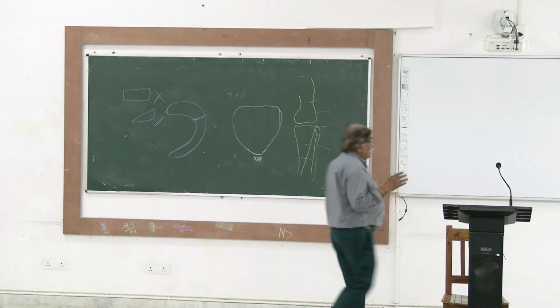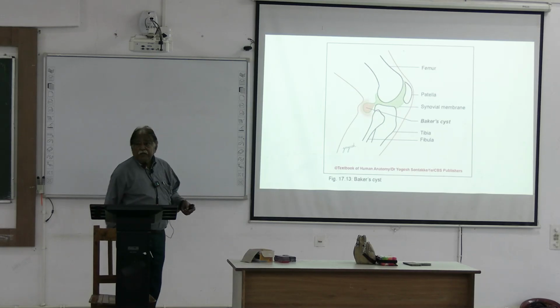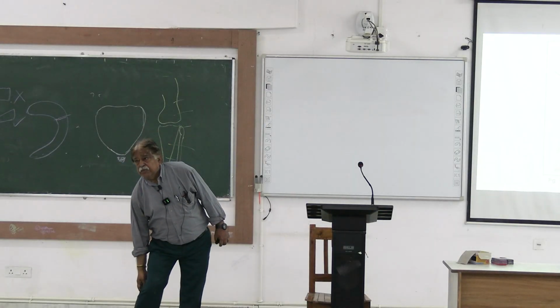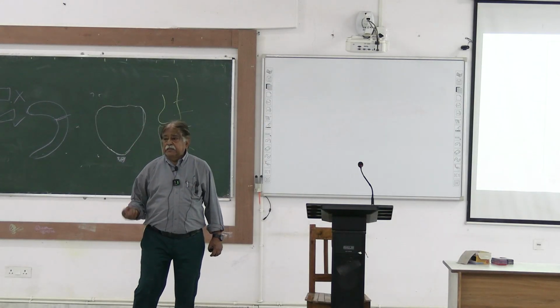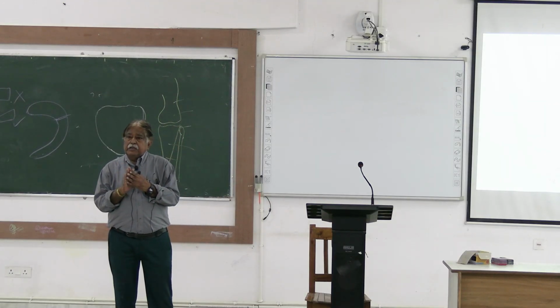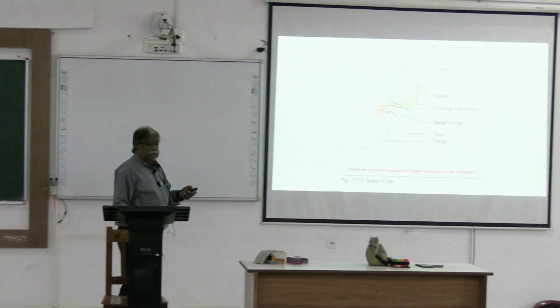Now, you see, this is the Baker cyst. This is the popliteal cyst. It is known as popliteal cyst. When a man or woman comes with a swelling at the back, in the popliteal region, then you have to operate on it, according to the size. This is the true picture of this. It's an easy operation.